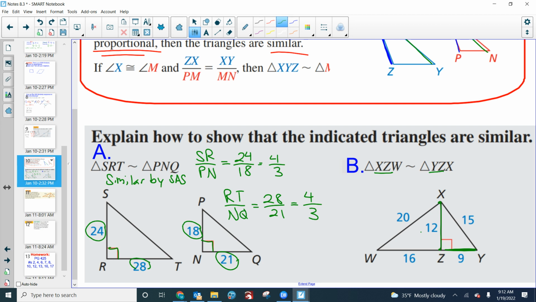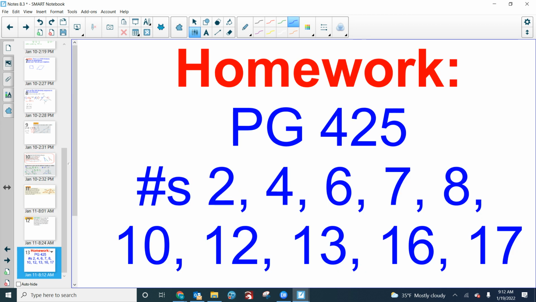And then what about 16? It's 16, WZ, XZ. It's 16 to 12. Do you see it? Everybody see it? Okay, so be careful when you set that one up. All right, as you guys write down the assignment, I'll pass out the quizzes.